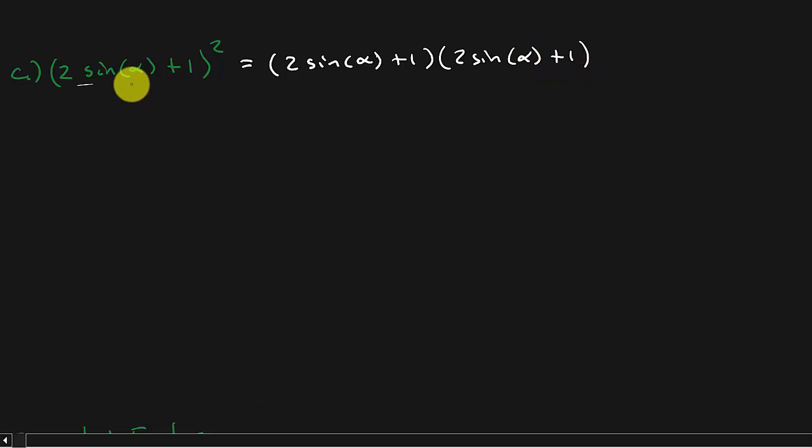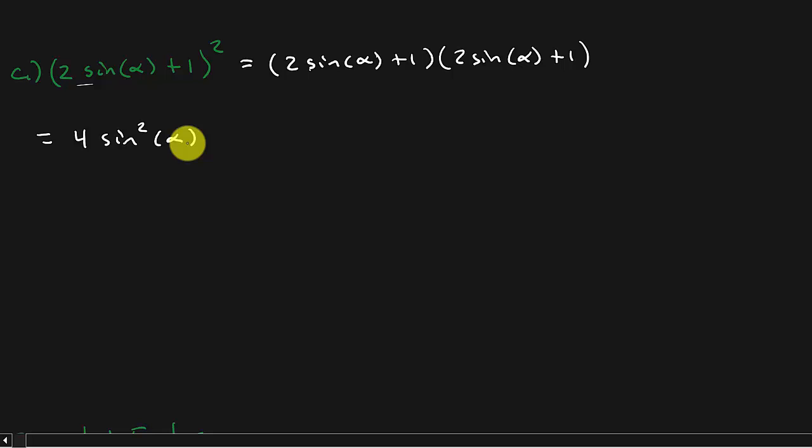Remember, you can't just square each term. You've got to write it out: 2 sine alpha plus 1 times 2 sine alpha plus 1. And now we just FOIL it. So this is going to be 2 sine alpha times 2 sine alpha. That's 4 sine squared alpha.